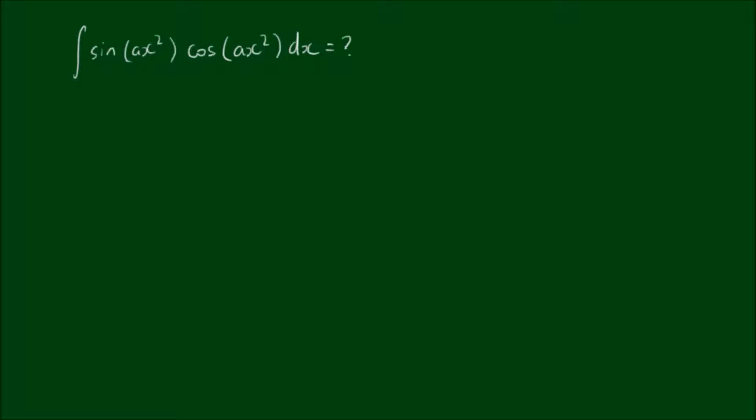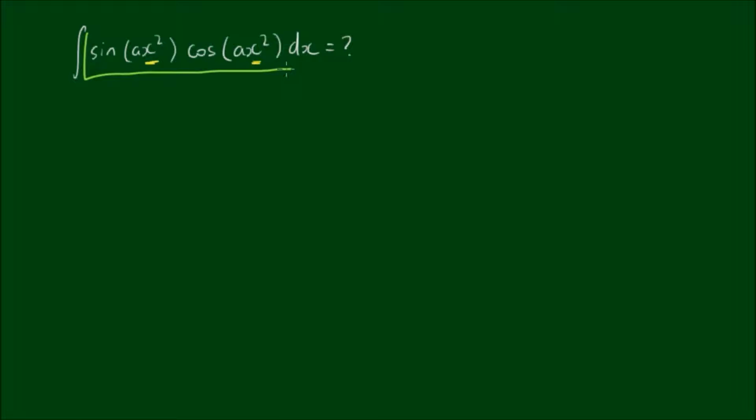Alright, so the integral of sine ax squared by cosine ax squared. How do we go about solving this? Well, unfortunately, there's no solution to this integral in terms of elementary functions, because the x squared term that the functions are dependent on won't provide a closed form solution. But we still can get an answer in terms of an infinite sum using the Taylor series.